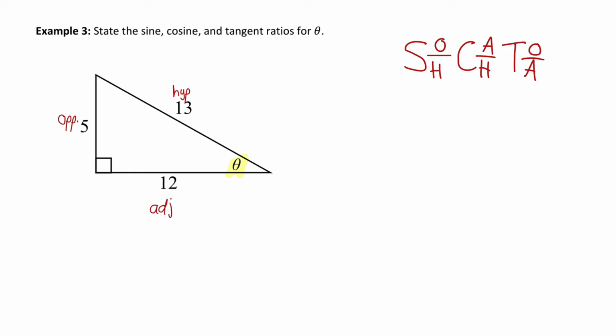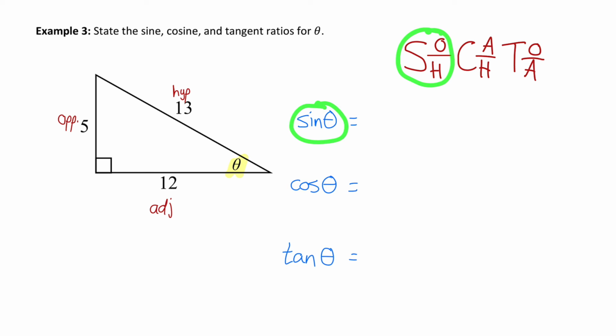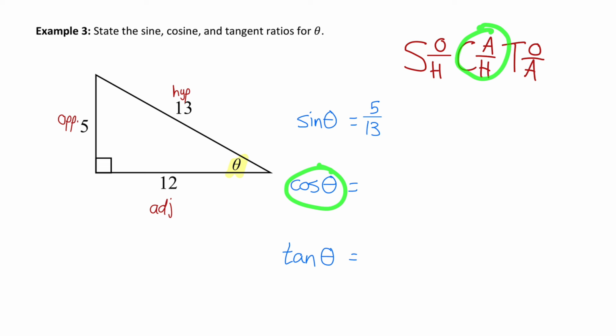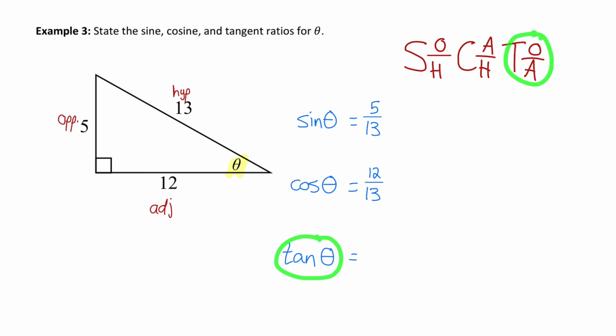And what we want to do is write the sine, cosine, and tangent ratios for this angle theta. If I want the sine ratio of angle theta, based on SOHCAHTOA, I know that's the ratio of the opposite side to the hypotenuse, which would be 5 divided by 13. So sine of theta is the ratio 5 over 13. If I want cosine of theta, based on SOHCAHTOA, I know cosine of the reference angle equals the adjacent side, 12, divided by the hypotenuse, 13. So cosine of theta is 12 over 13. And then tan of theta, based on SOHCAHTOA, tells me that tangent of the reference angle equals the opposite side over the adjacent side, which would be 5 over 12.